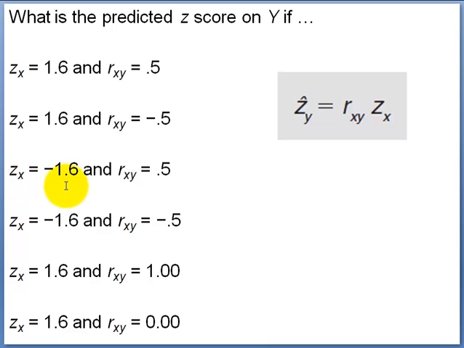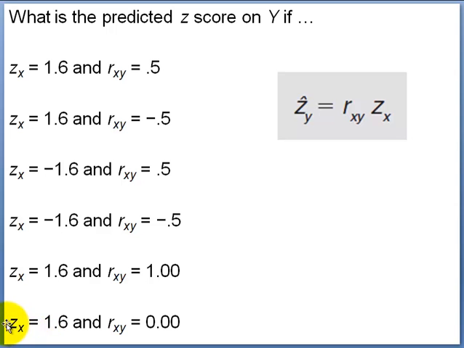Let's go ahead and take a look at this third one. So here, z-score on x is minus 1.6. The correlation is 0.5. So we would multiply together and we would get minus 0.8. A predicted z-score on y that is 8/10 of a standard deviation below the mean. And let's go ahead and do this fourth one here. Minus 1.6 times minus 0.5 would yield 0.8. So the correlation here is negative, the z-score is negative, and we predict a z-score on y that is 8/10 of a standard deviation above the mean.